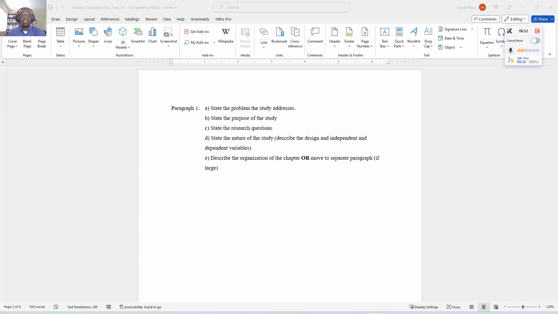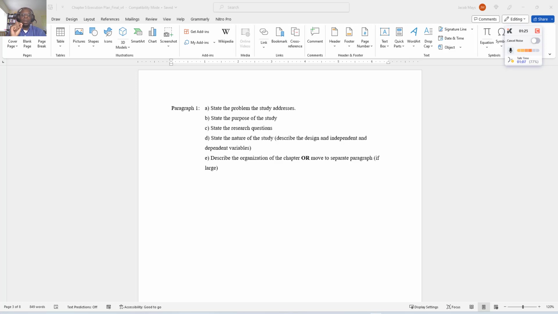Okay, next you're going to state the purpose of the study. Okay, so type in the purpose of your study, and then next you're going to state the research questions, and then you're going to state the nature of the study. So you describe the design and the independent and dependent variables and so on and so forth. Okay, then you're going to describe the organization of the chapter. Okay, now you can do that in one paragraph.